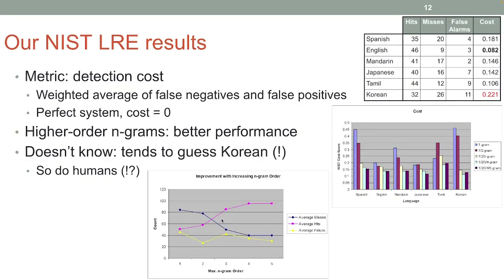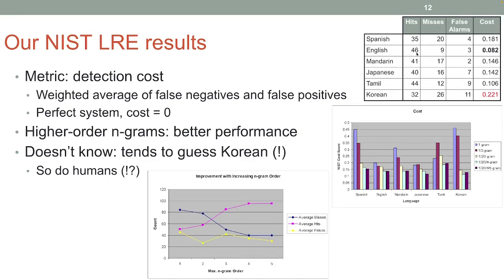So BYU's NIST language recognition evaluation results were good. They did best with English. You can see in the top right of the screen. The lower the cost, the better. So a perfect system would have a cost of 0. And a cost is simply the weighted average of false negatives and false positives.